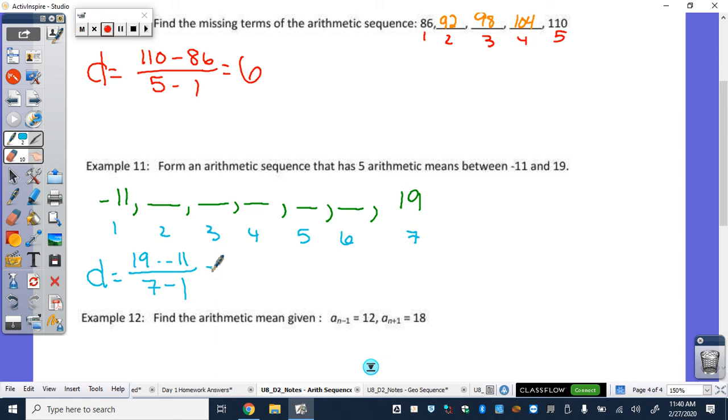So what does our common difference end up being? 5. And then we just fill in our spaces by adding 5. So -11 plus 5 plus 5 plus 5 plus 5 and plus 5. There we go. We formed our sequence.